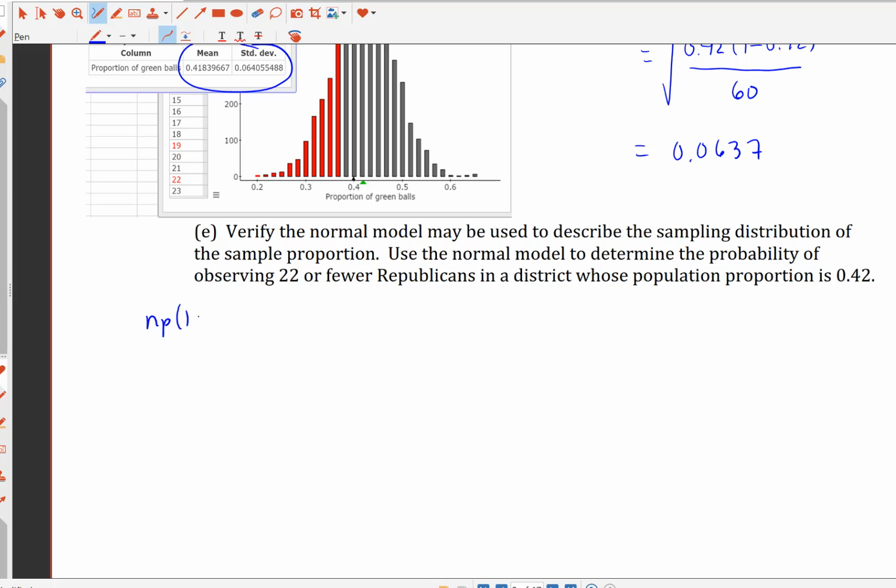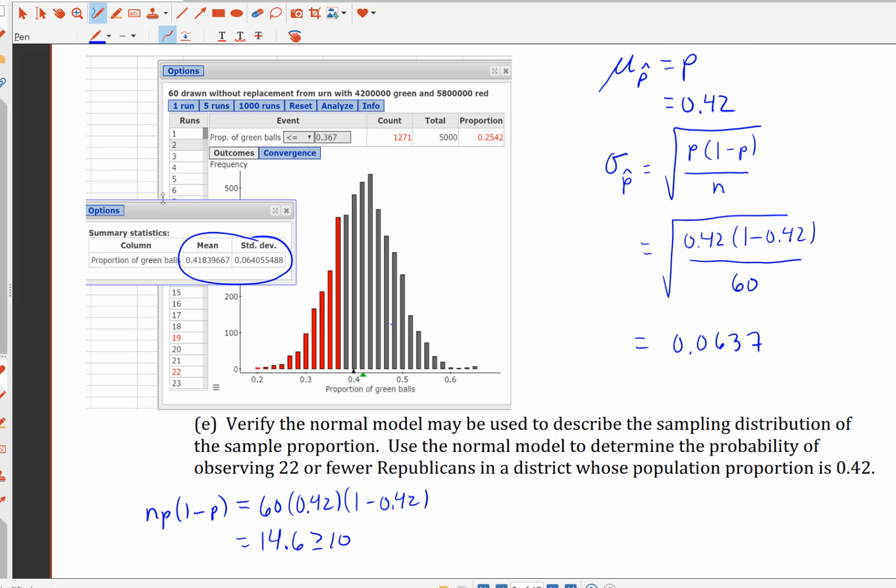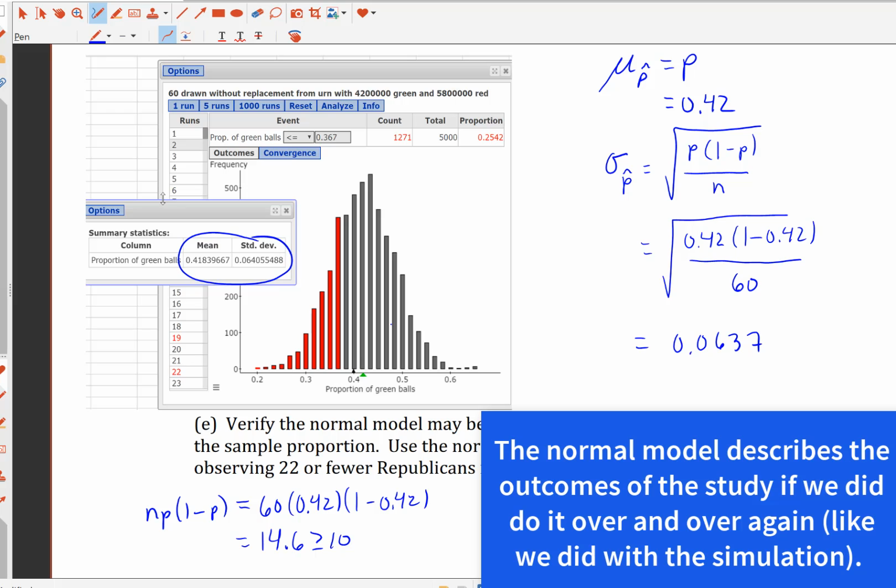Remember, to use the normal model, we need n times p times 1 minus p to be at least 10. So 60 times 0.42 times 1 minus 0.42 is 14.6, which is at least 10. Not shocking, that requirement for normality has been satisfied because we can see from our simulation that the results are pretty much bell-shaped.